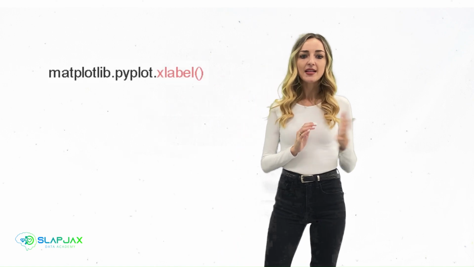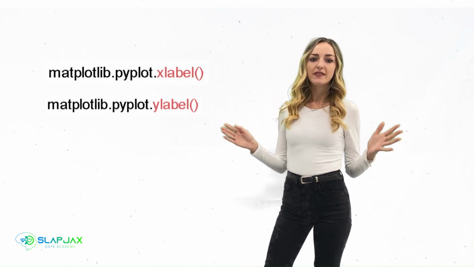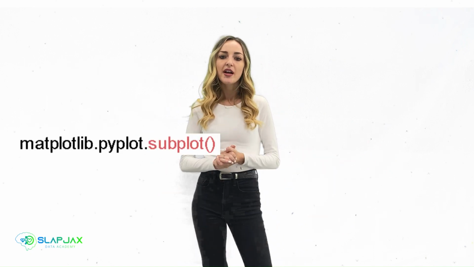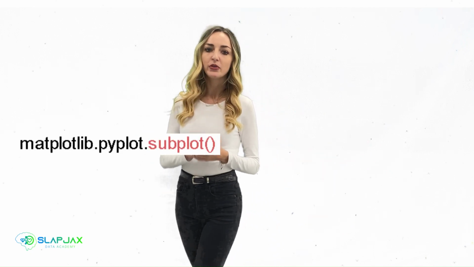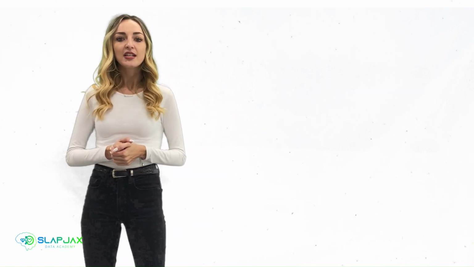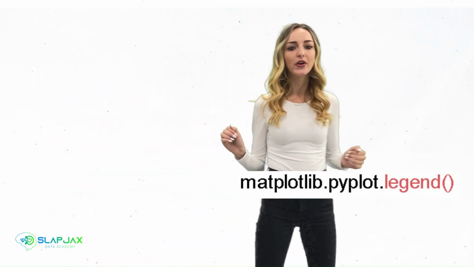Title is used to give the graphic a title. Xlabel and ylabel are used to give the name for the x-axis and the y-axis. A subplot is used to produce multiple visuals next to each other. The figure function helps you customize the size of the plot. Legend puts a legend on the visual to help readers understand what's going on.